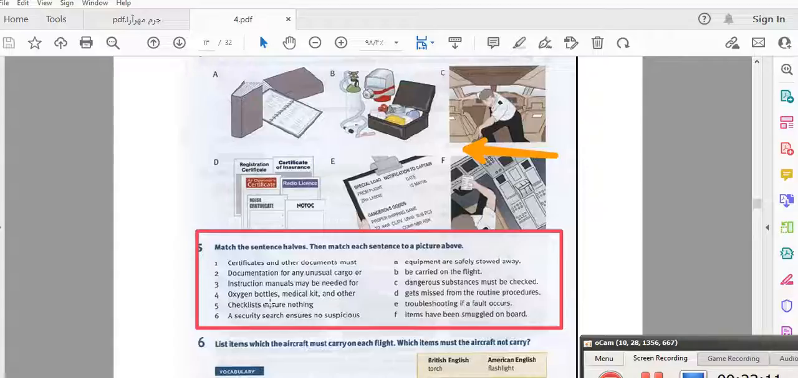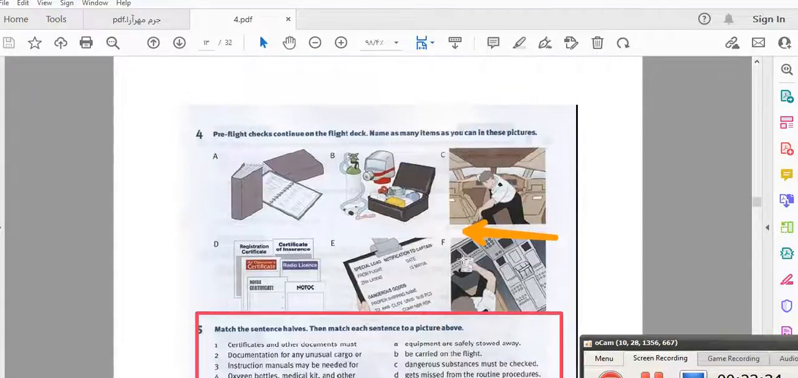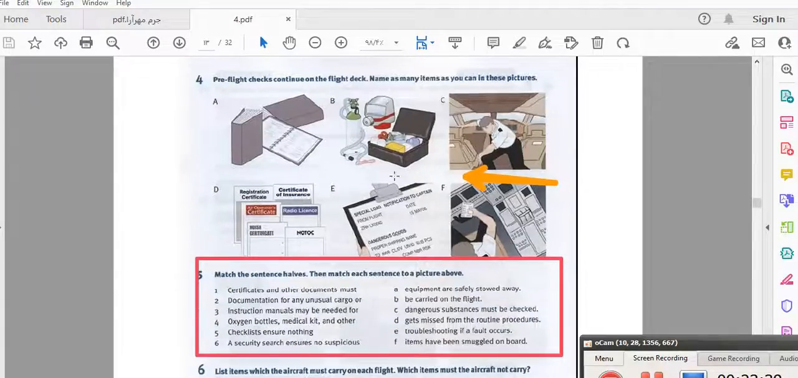Oxygen bottles, medical kits, and other equipment are falsely stowed away. It means they are not packed tidily. Okay, they are not packed tidily. He says they are not packed. Right.